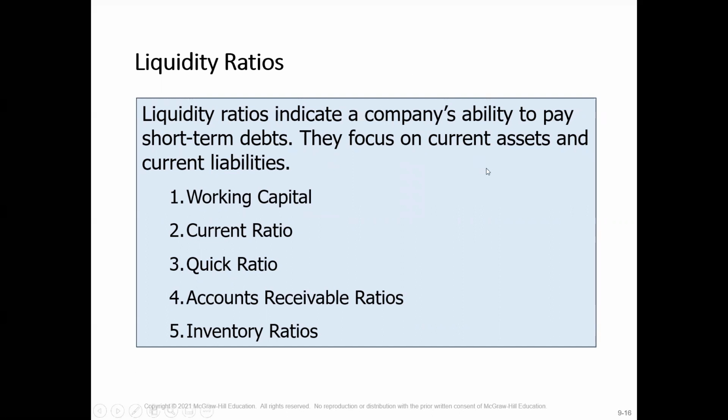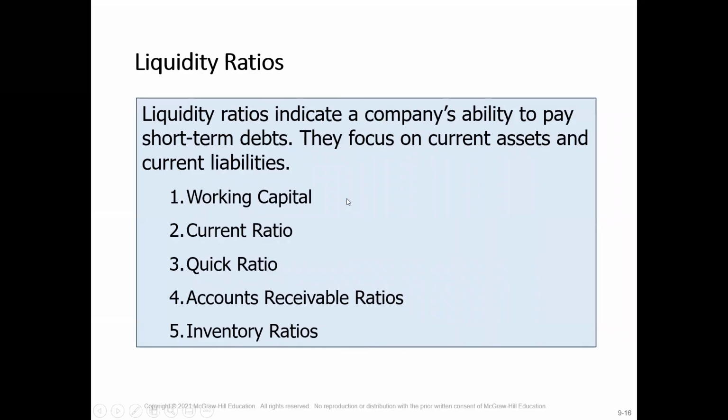So some of the categories are working capital ratios. Actually, sorry. We have liquidity ratios. We have solvency ratios. There's profitability. There's stock market ratios, and then there are other ratios. That's really our 5 main categories.